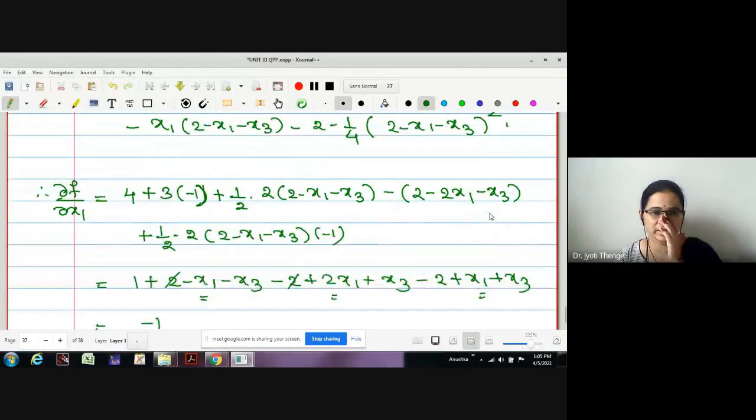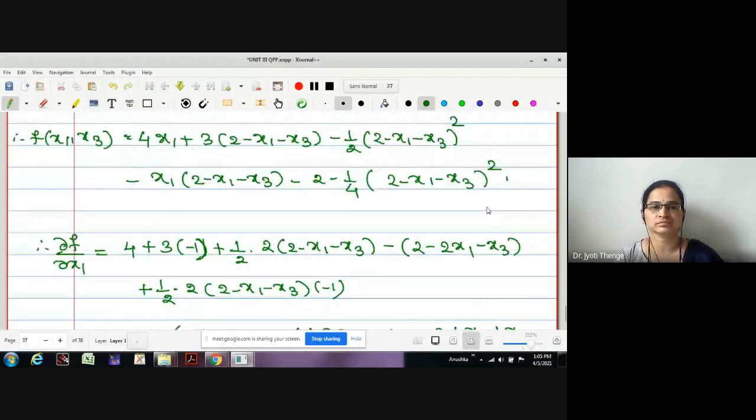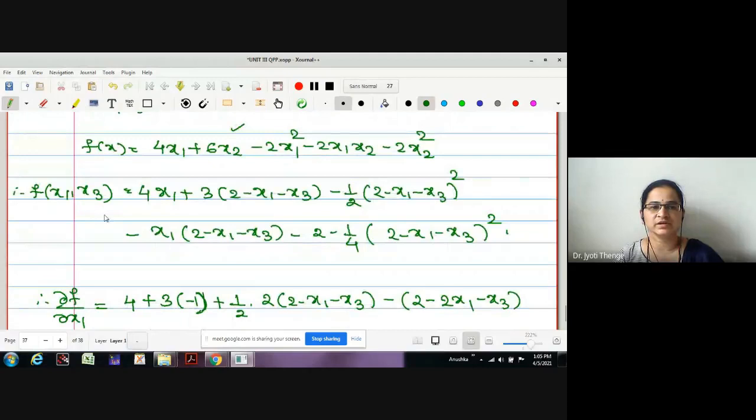Check whether we have made a mistake or not. Check the derivative first.